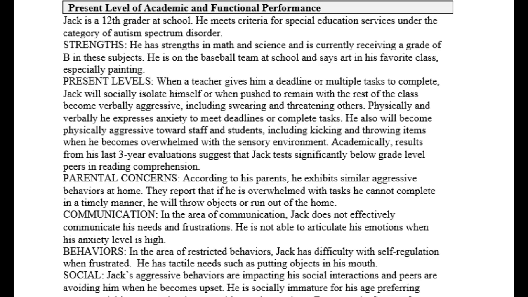So you want a little overview of the student. Jack is a 12th grader at school. He meets criteria for special education services under the category of autism spectrum disorder. You definitely want to take a strengths-based approach, and you'll notice sometimes in present levels there'll be headers or things that will help you to organize the information. You see this particular student did write out strengths in all capitals. And Jack has strengths in math and science and is currently receiving a grade of B in these subjects. He's on the baseball team at school and says art's his favorite class, especially painting.